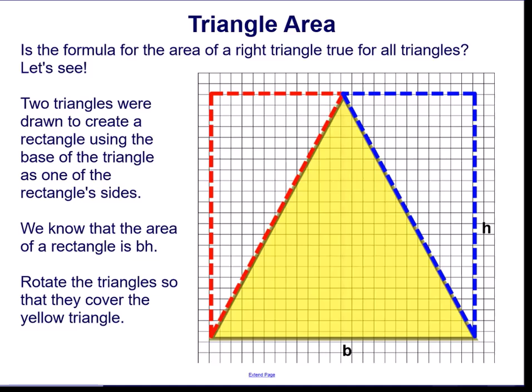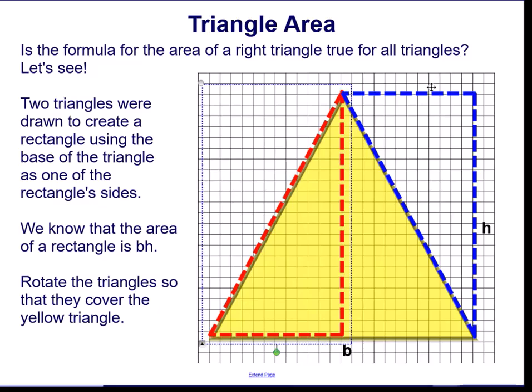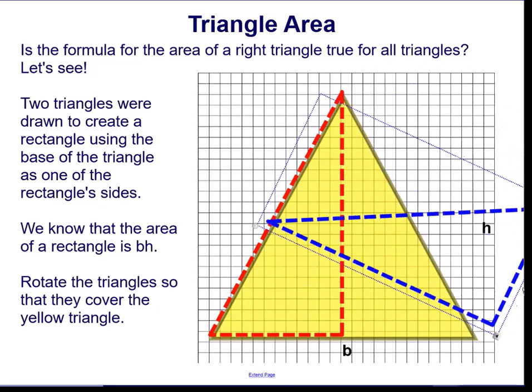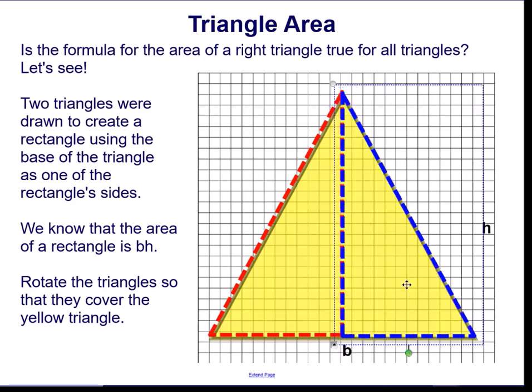Let's see. Two triangles were drawn to create a rectangle using the base of the triangle as one of the rectangle's sides. So this outer shape here would be a rectangle. We know that the area of a rectangle is base times height. Rotate the triangles so that they cover the yellow triangle. So when I take and rotate this red triangle, I can see what happens, and when I rotate the blue, I am really covering the triangle that is there.